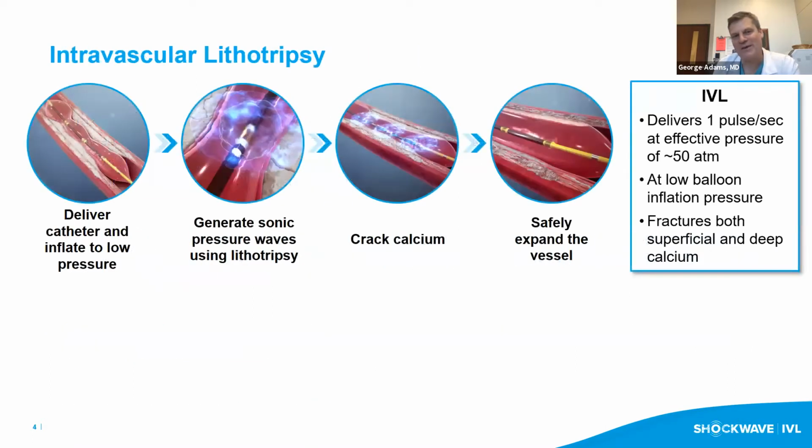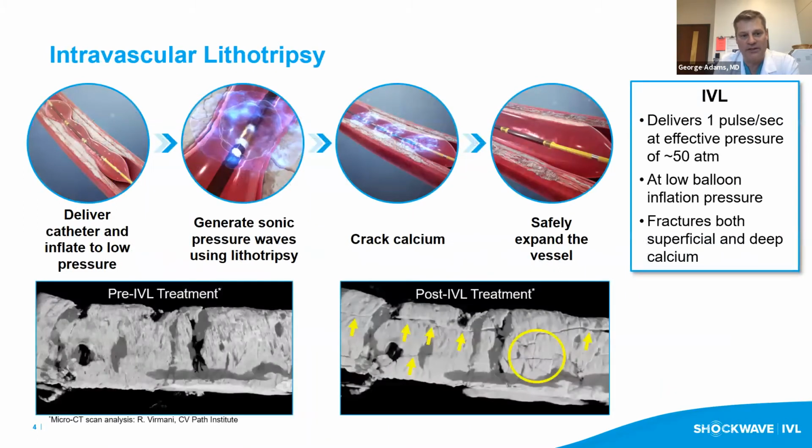So if we think about the mechanism of intravascular lithotripsy, as you can follow me to the far left here, we deliver a catheter and inflate to low pressure. What we're trying to do is just get apposition of the balloon against the vessel wall, not to cause barotrauma, not to open the wall with the balloon, but to actually allow the device to oppose the wall so we can deliver therapy. We then generate sonic pressure waves using lithotripsy.